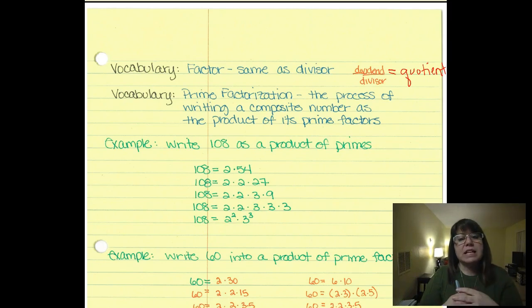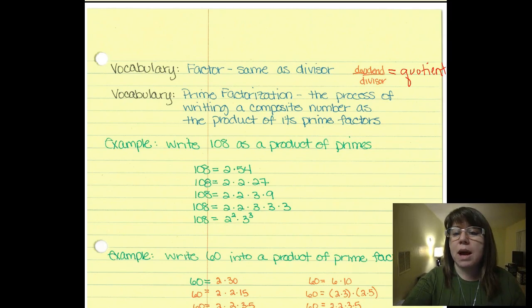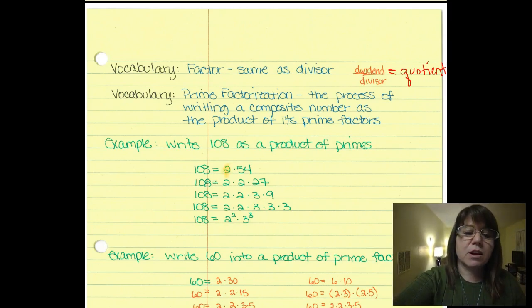Now, prime factorization is just the process of writing a composite number, or a prime number for that matter, into all of its primes, all of its prime factors. For example, we have 108. Well, when we think about it, 108 is 2 times 54. Well, 2 is a prime, so 2 is already done in primes. So I'm just going to go ahead and highlight all of the 2 that we first found.